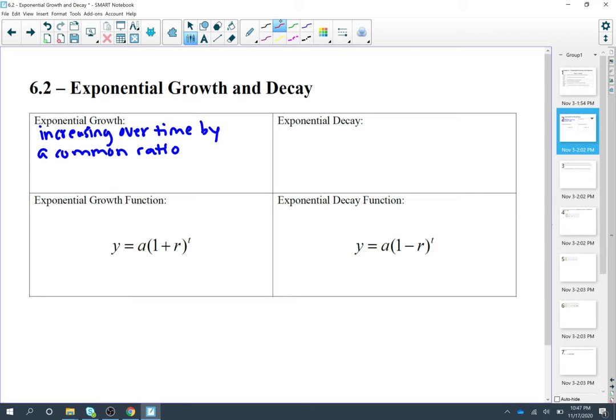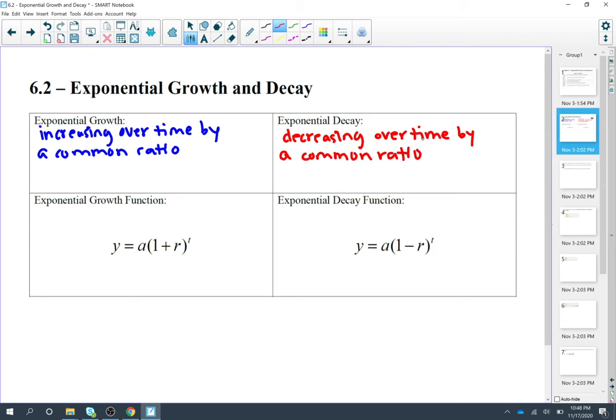Versus exponential decay is going to be decreasing over time by a common ratio.